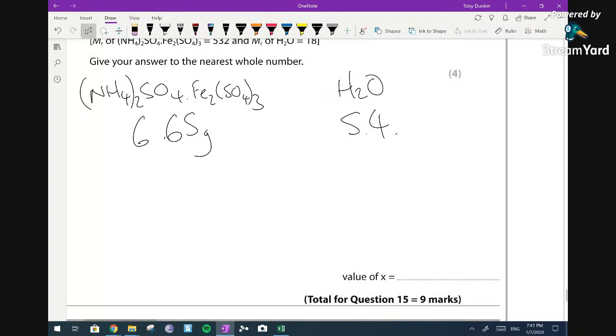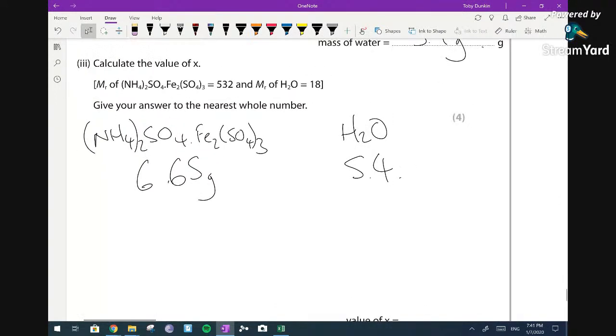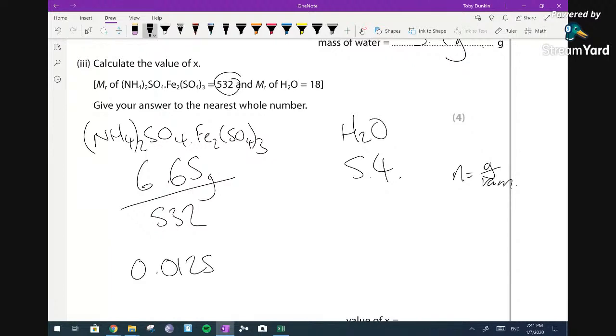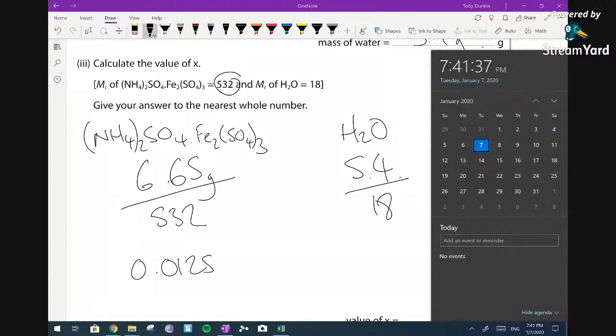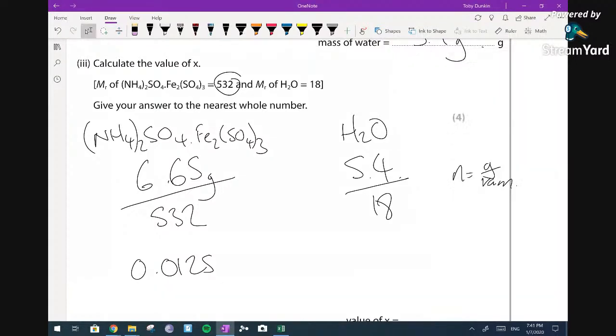Right. Now that we've got those, I need moles. To get to moles, it's grams over Mr. Number of moles is grams over the Mr. Well, there's the grams and there's the Mr, 532. Number of moles: 6.65 divided by 532. Standard form, 0.0125. Next. 5.4 over 18, the Mr of water. 5.4 divided by 18. And I get 0.3. Right, divide them all by the smallest.